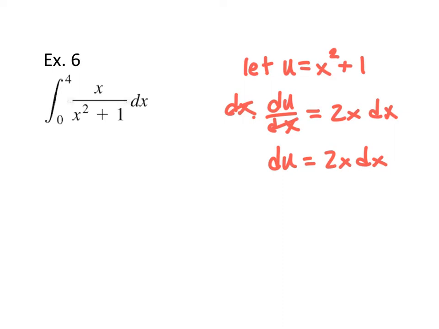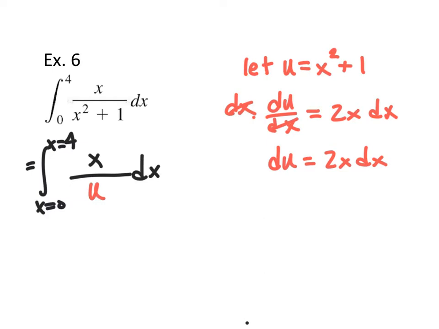All right, now I'm going to rewrite my function here, and this is the integral from x equals 0 to x equals 4 of x divided by u dx. The only thing that I need to get rid of is my x dx. That's what I need to substitute in to get rid of my variable x. So I almost have that over here. I have du is equal to 2x dx.